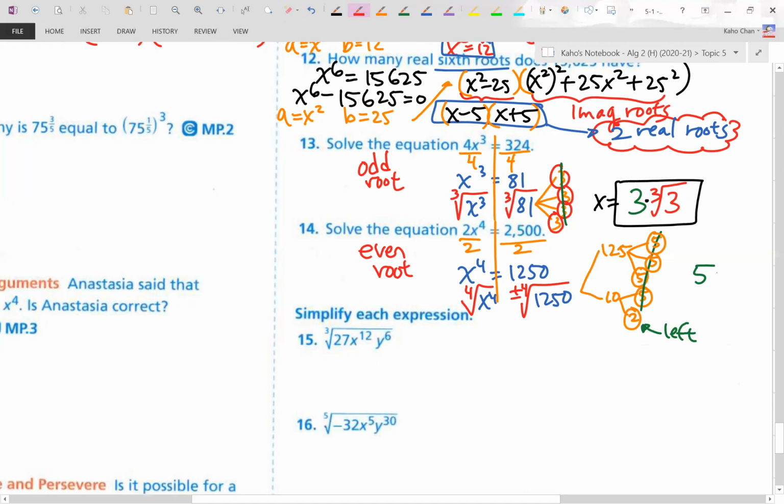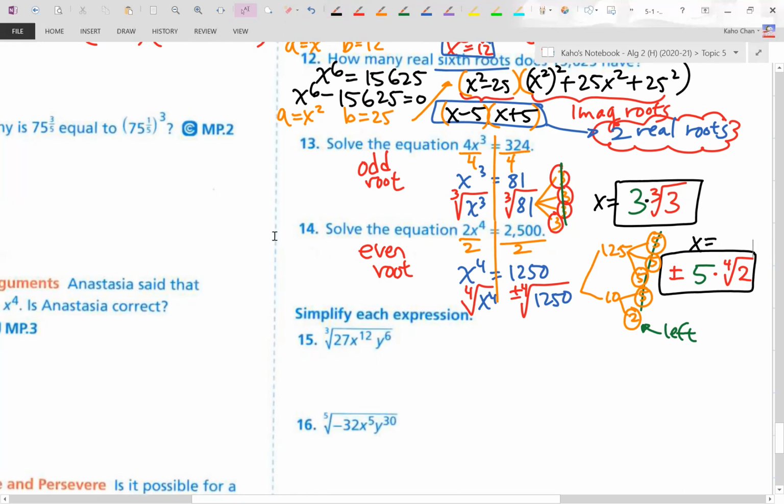So this is plus or minus 5 times the, this is going to sound weird, 4th root of 2 is the answer. Okay? That is your x. Crazy. You guys ready for the last 2?